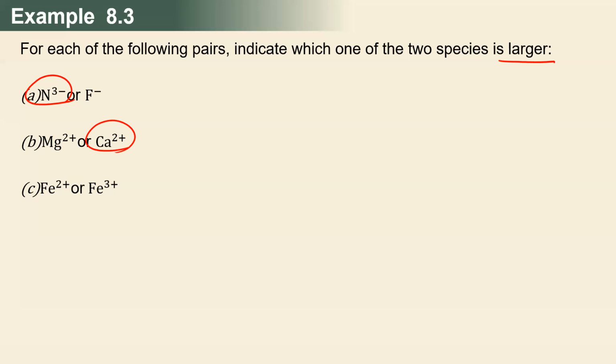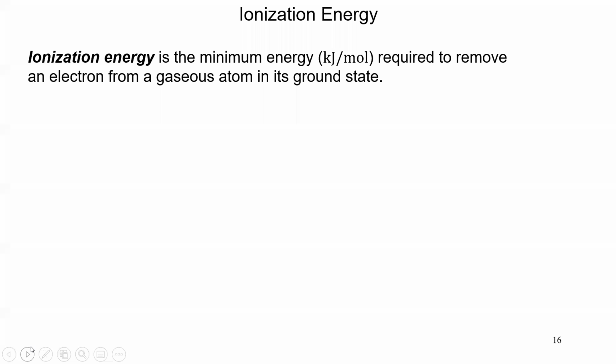All right. Fe2 plus versus Fe3 plus. Fe2 plus. Yeah, the fewer electrons we lose, the larger we are. Yep. Okay. All right, so good practice there.